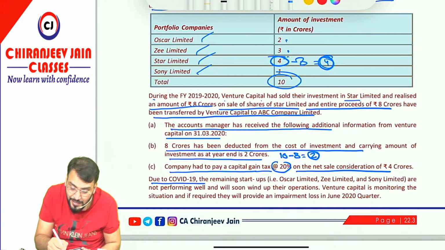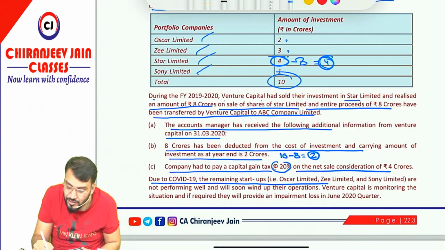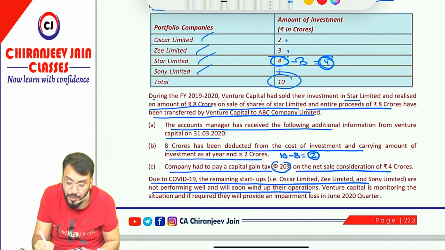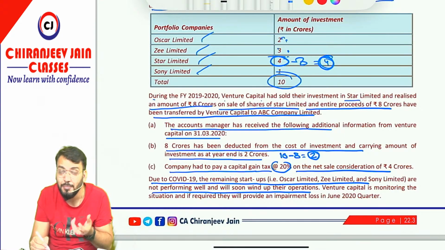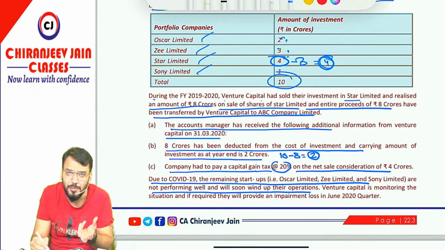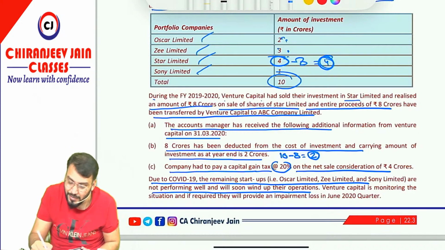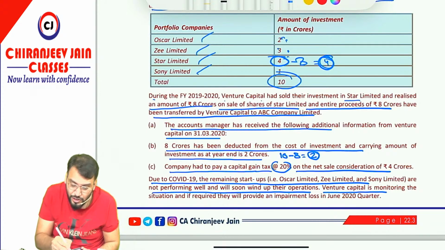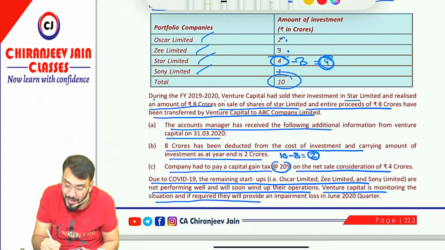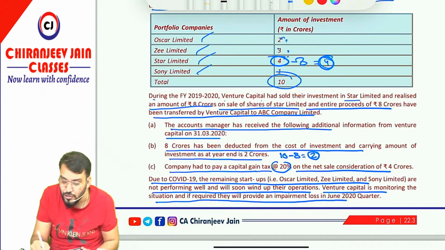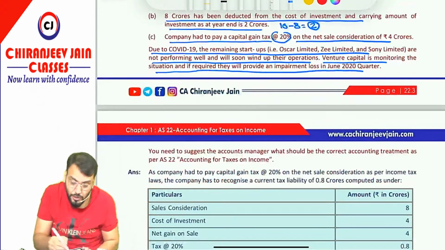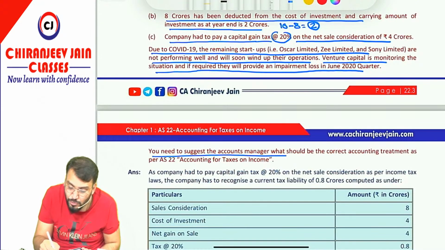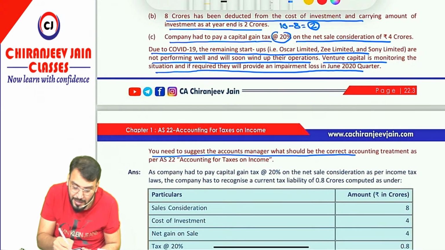Due to COVID-19, the remaining startups Oscar Limited, G Limited and Sony Limited are not performing well and will soon wind up their operations. It means all the other investments are not performing well and may wind up. Quite possibly we may need to incur some losses in future. Venture capital is monitoring the situation and, if required, will provide an impairment loss in the June 2020 quarter. You need to suggest to the accounts management the correct accounting treatment as per AS 22.